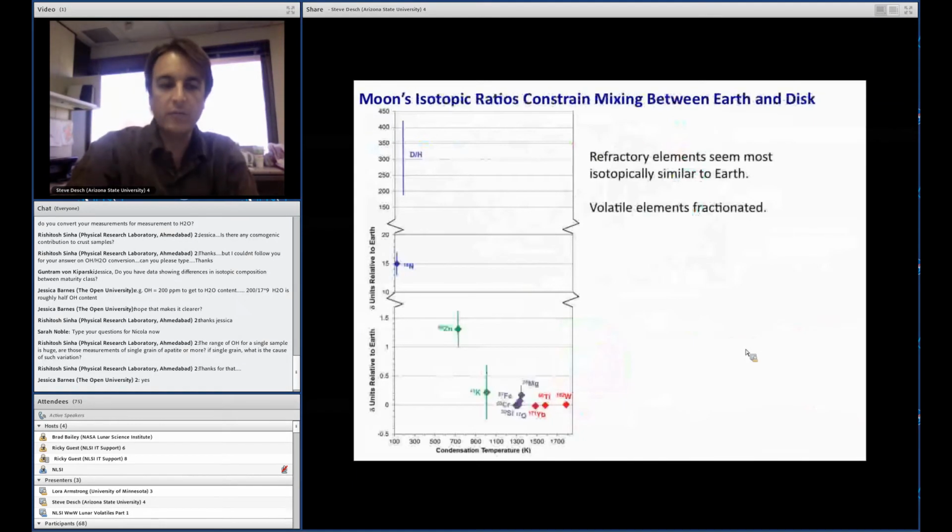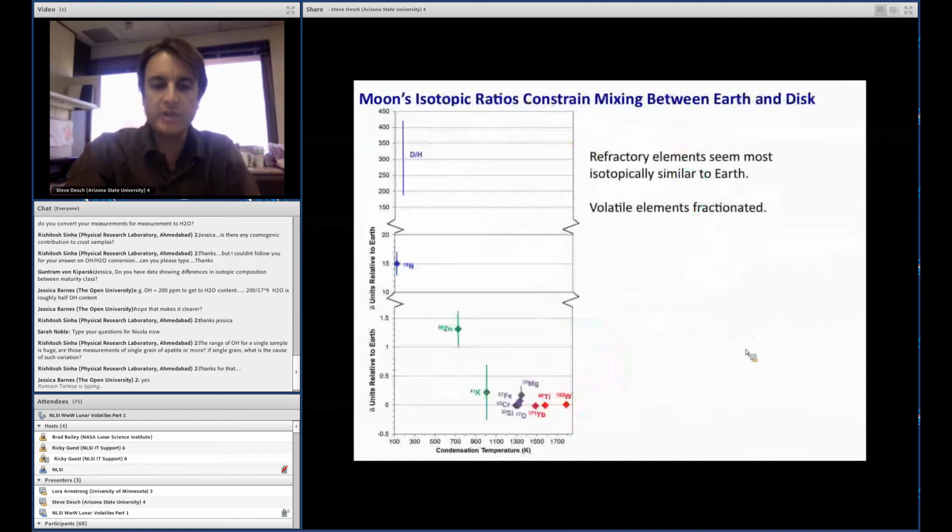It's easier to see this trend on a plot of the isotopic fractionation of these different species on the vertical axis here. And what we've done here is plotted them versus the condensation temperature. Of course, the solar nebula condensation temperature may or may not apply to the protolunar disk, but it does show you the trend that refractory elements appear to be identical to the Earth, and the volatile elements appear to be fractionated with respect to the Earth. And this is supposed to represent bulk abundances of the moon.